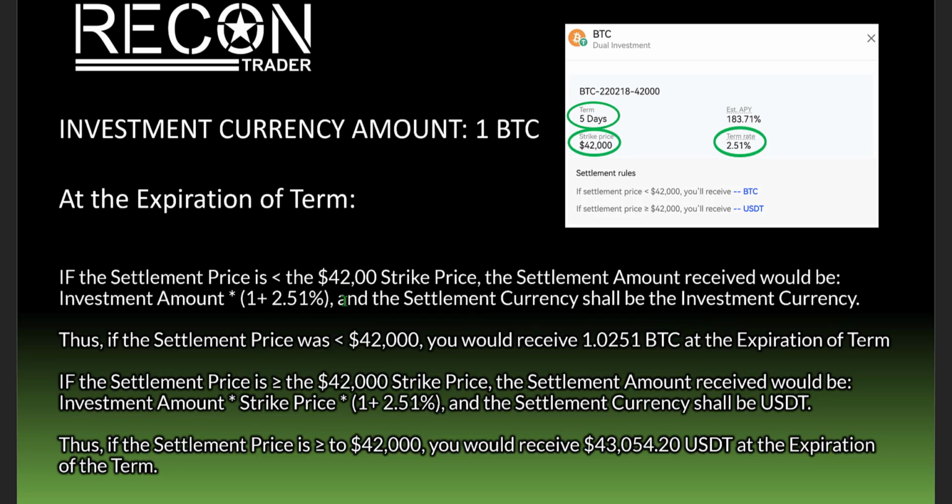So you're basically getting that 2.5% on top of your original 1 BTC that you invested if the price is actually lower than the $42,000 strike price that you had bet that the price would be above or at least equal to. And that leads us to the rest of the equation.